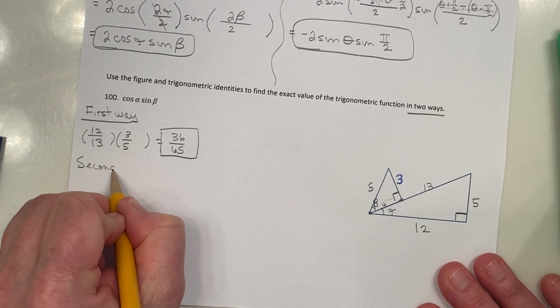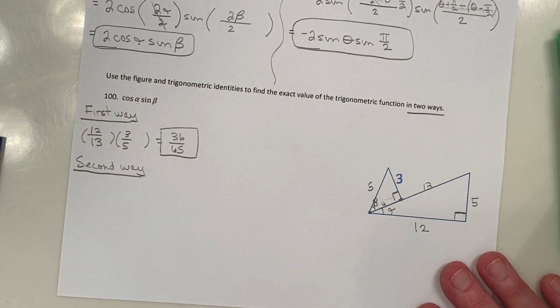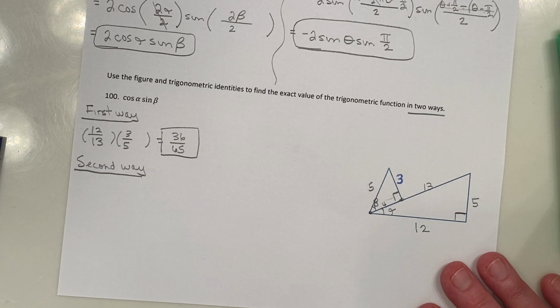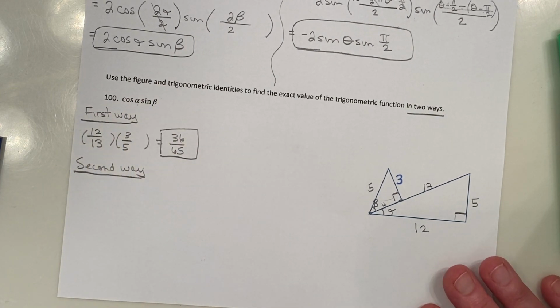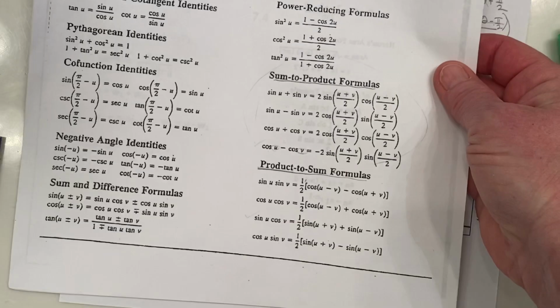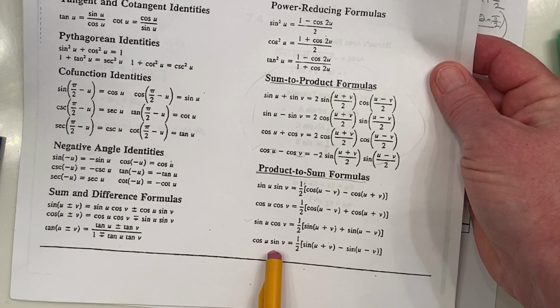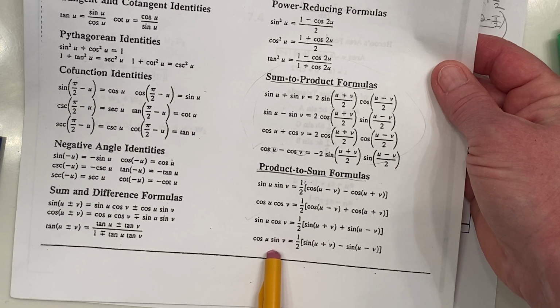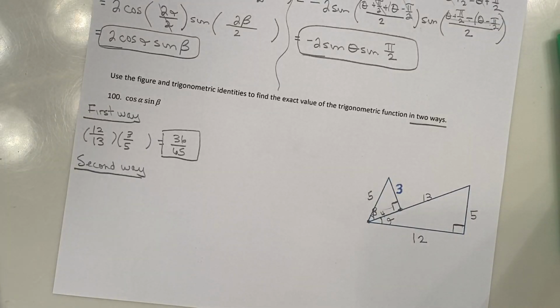Okay, the second way is to use one of the formulas in this lesson. We're going to be using the formula that goes from product to sum. So let's find the product cosine and sine, where alpha and beta are u and v. I'm looking for cosine and sine, and it's down here. So we're going to use this formula to find the same answer. Let's apply this formula to what we have, with u and v.